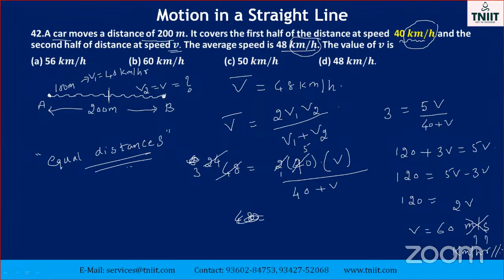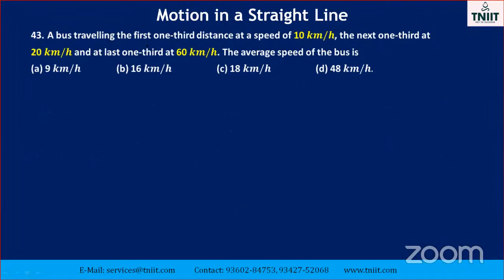Students, I'm stressing this. Whenever the problem is talking in terms of kilometer per hour, and if it is not expressed in meter per second, please put the same unit. The same unit is kilometer per hour. So what will be the option? Option B is the right answer, that is 60 kilometer per hour. This is very important, students.